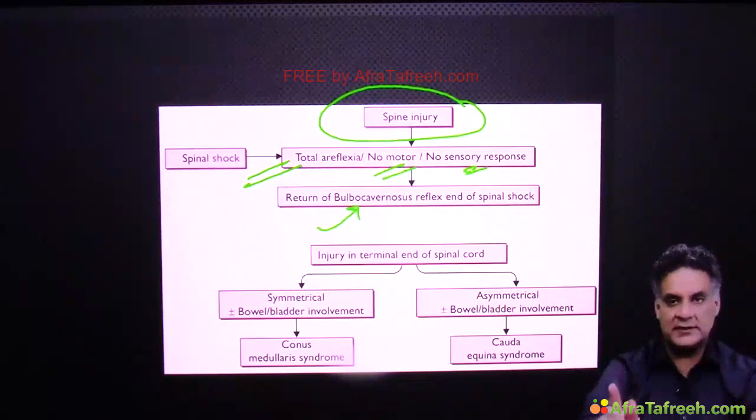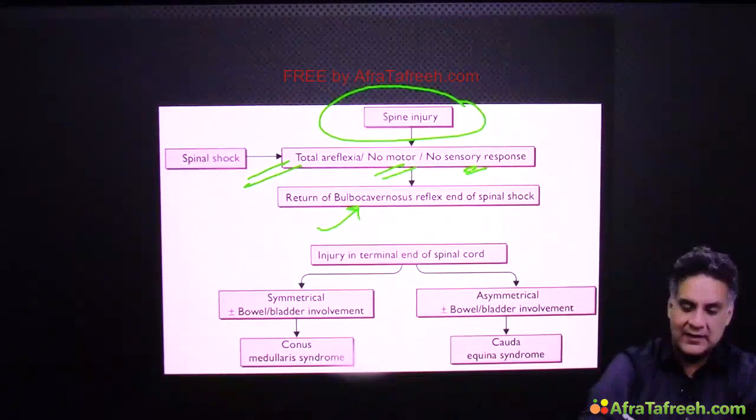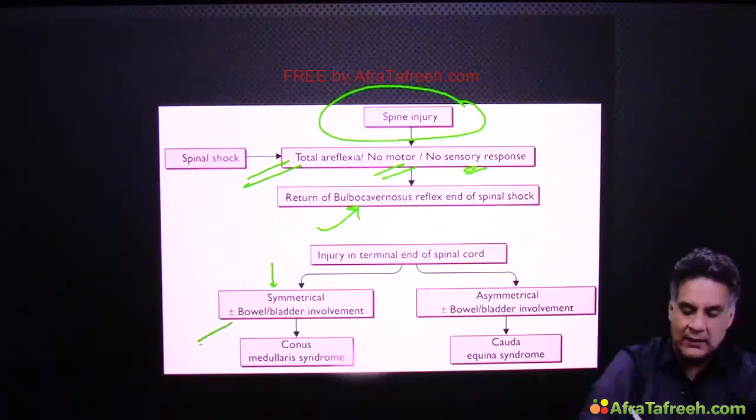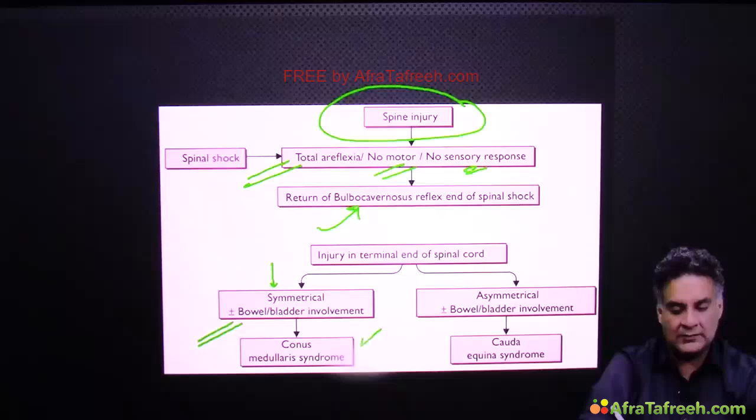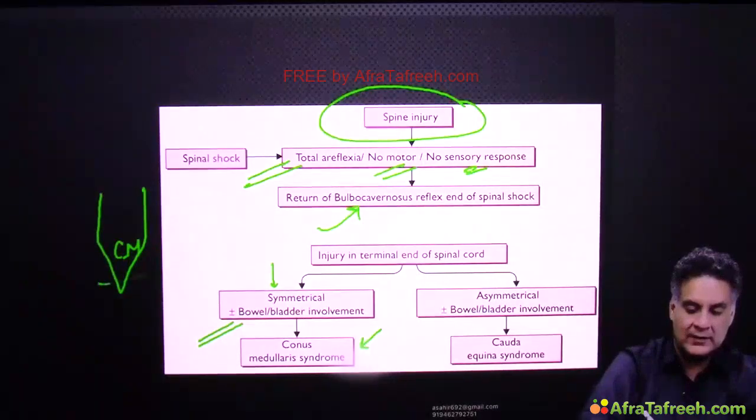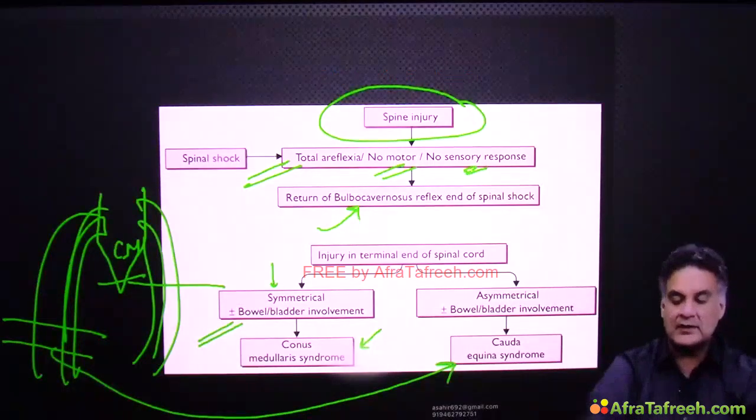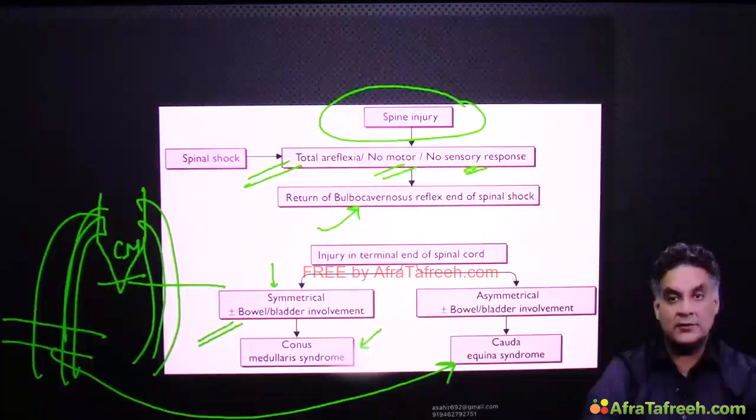This was a question that we did. Then, if there is a terminal injury to the end of the spinal cord and the spinal shock is over, if it's a symmetrical loss with bowel bladder involvement, it is conus medullaris. The terminal end of spinal cord is called as conus medullaris. It will lead to symmetrical loss. But when the nerve roots are damaged, it can be asymmetrical, called as cauda equina syndrome.